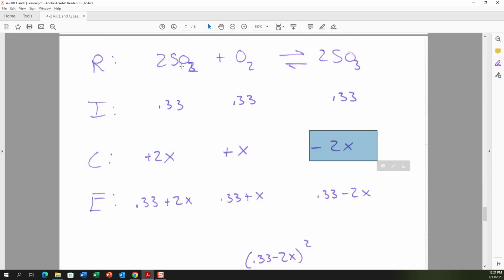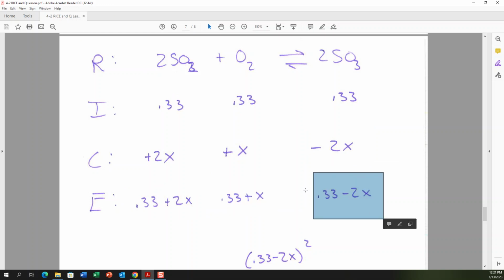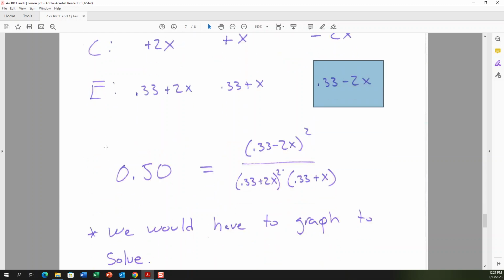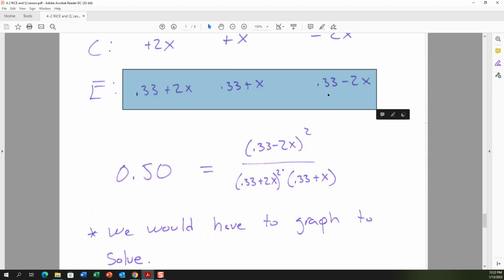We still have to include the coefficients, okay? But the reason why I know it's plus on this side and minus on this side is because Q was greater than K. So now, at equilibrium, this is going to be 0.33 plus 2x. This is going to be 0.33 plus x. This is going to be 0.33 minus 2x. So now, how are we going to actually solve for x? Well, we know what K is, and now we have our equilibrium concentrations in terms of x. We can plug those into our equilibrium expression.